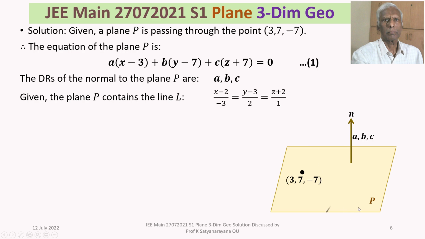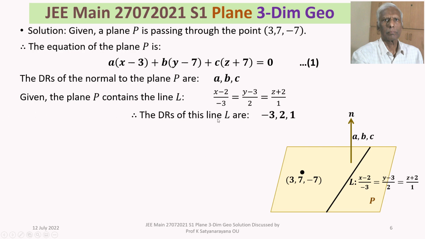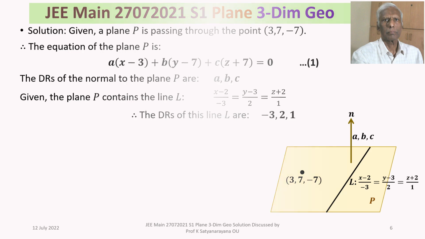And look at the demonstration, and that is the line L, which is in the plane P, and whose equation is (x - 2)/(-3) = (y - 3)/2 = (z + 2)/1. This line L passes through the point (2, 3, -2), and it has the direction ratios -3, 2, 1. We continue in the next slide.